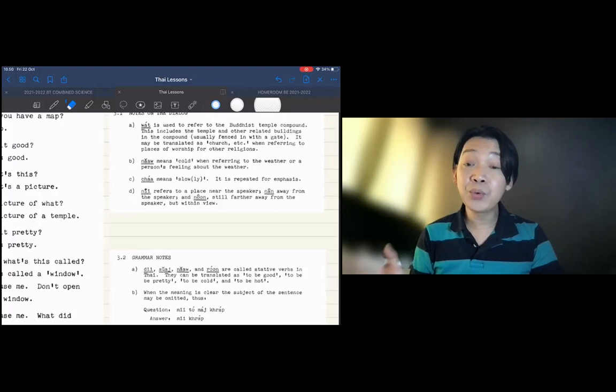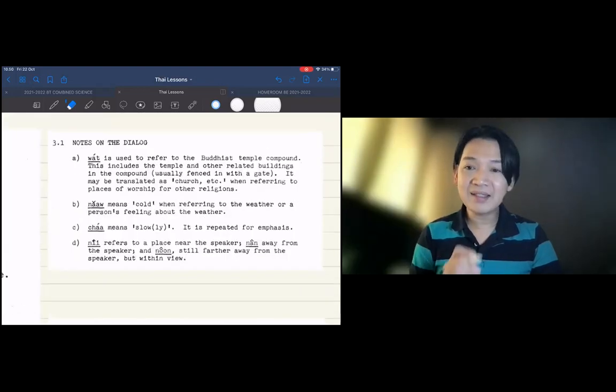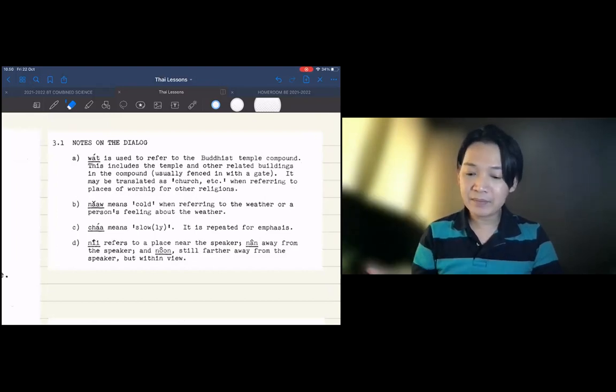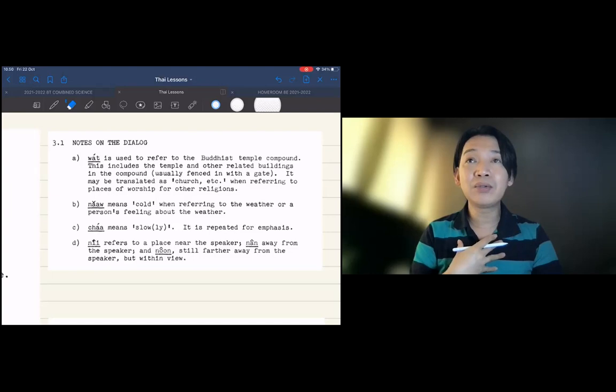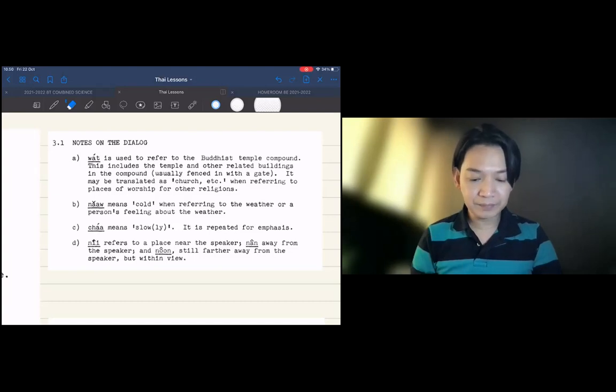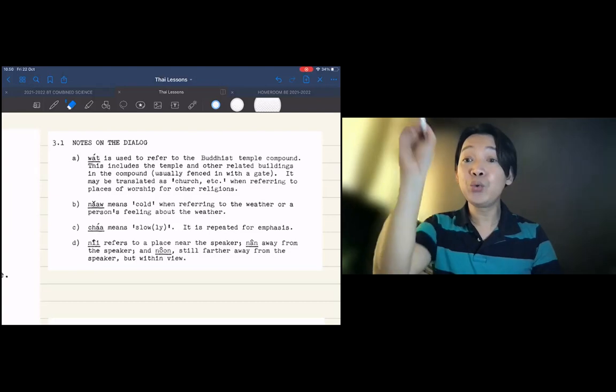But a few notes here. Wat is not just referring to a certain temple, but the whole compound fenced around the temple. So it's considered holy or religious for Buddhists. So you respect the whole area, not just the temple. Nao now means cold, but it also refers to the feeling of being cold. So ice is cold, I feel cold. Both will be using the word nao. Cha is slow or slowly, and if you want to give emphasis, you repeat the verb cha cha. Ni is this, nan is that, and noon is over there.